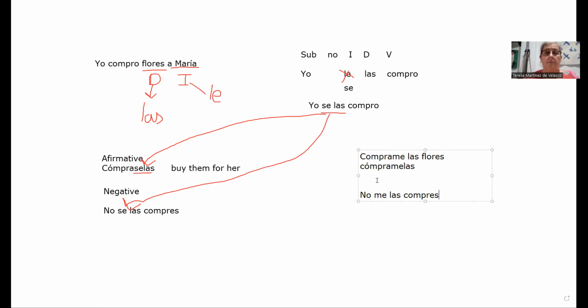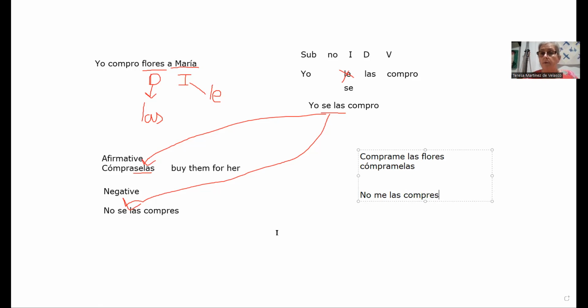Bien, pues that's it about pronouns in commands. Remember, if it's affirmative, the pronouns go in the back. If it's negative, you put them in front and you separate them.